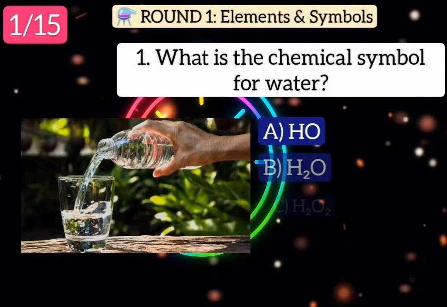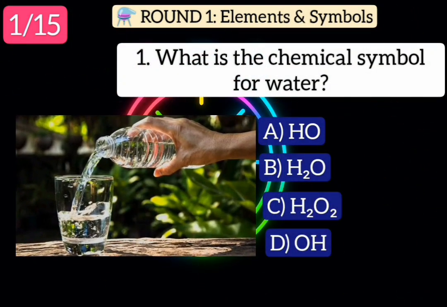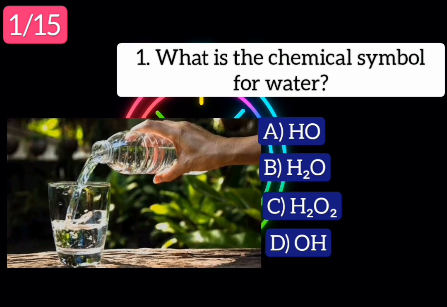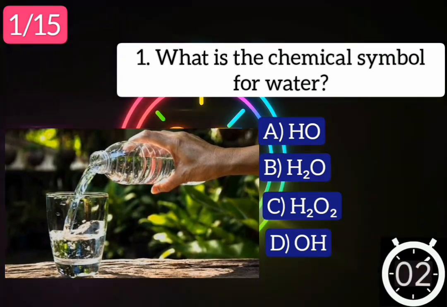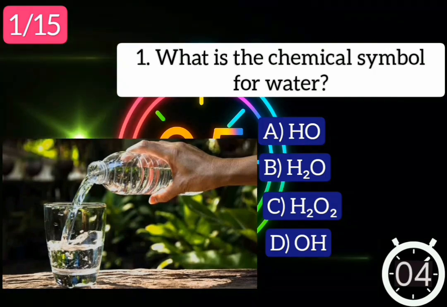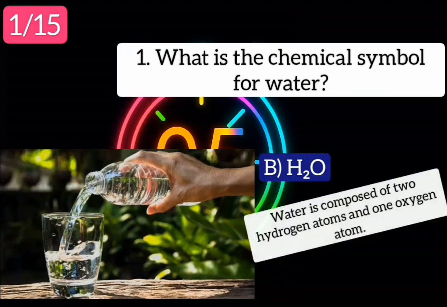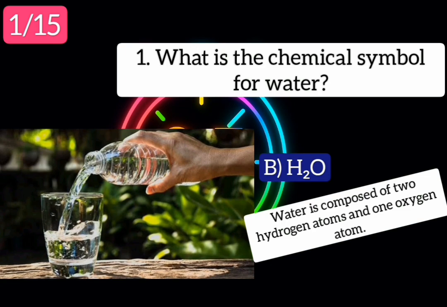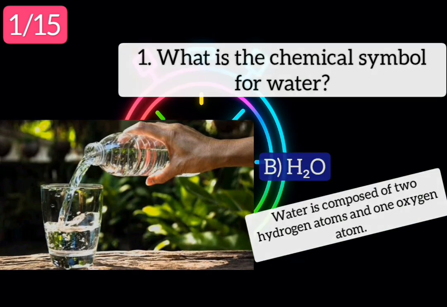What is the chemical symbol of water? HO, H2O, H2O2, OH. The answer, H2O. Water is composed of 2 hydrogens and 1 oxygen atom.